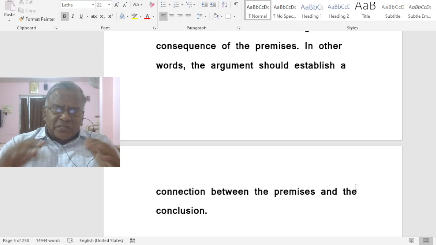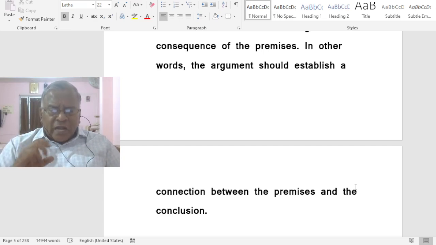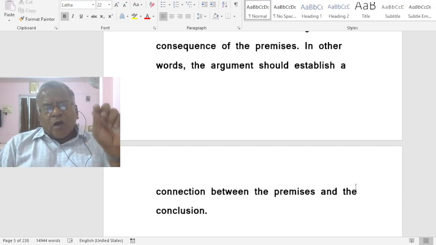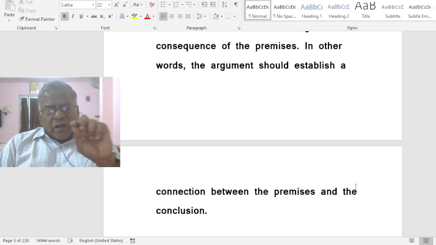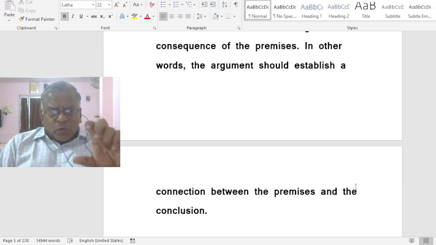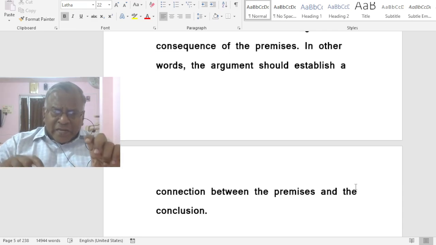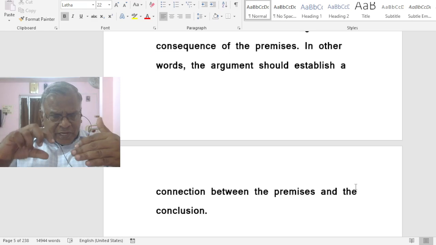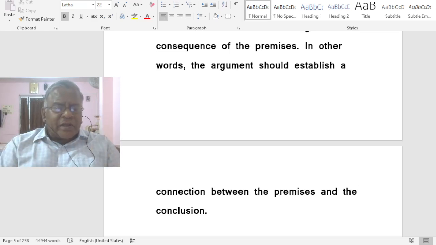So argument means all three together. The premises as well as the conclusion all put together is the argument. So the argument should establish a connection between the premises and the conclusion. The first two sentences, all men are mortal, Aristotle is a man. These two premises lead to a very important conclusion, or the possible conclusion, namely Aristotle is mortal. I hope you understood this. Based on the two premises in the beginning, the third conclusion automatically comes.